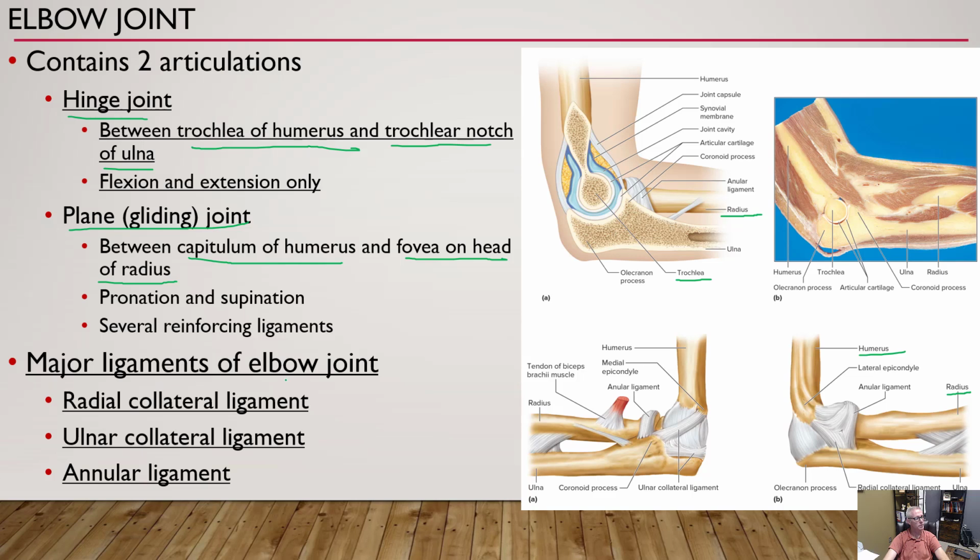Some of the major ligaments of the elbow joint that you have to know: the radial collateral ligament and the ulnar collateral ligament. The good thing about the elbow joint is that anytime you see collateral, think of the elbow joint. So your ulnar collateral ligament, radial collateral ligament, and the annular ligament, there's your annular ligament right there.